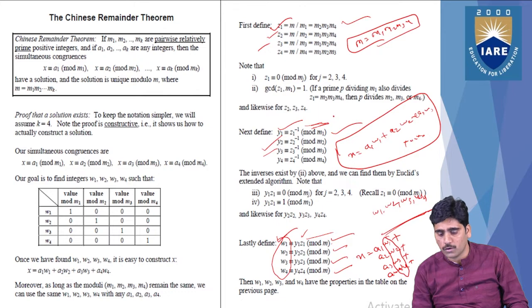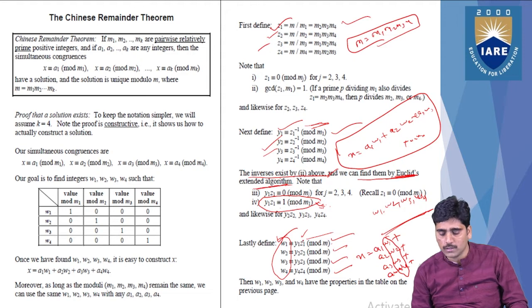You need to find the modulus of the numbers based on these two. Here you can see the inverse exists, and we can find them by Euclid's extended algorithm. Here we need to keep Y1 Z1 to be 1 mod M1. So we should maintain this as a rule: Y1 Z1 equals 1 mod M1.